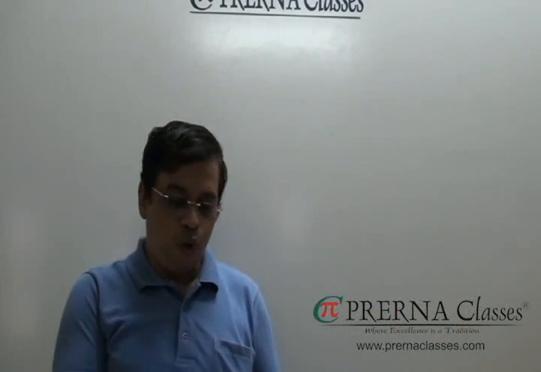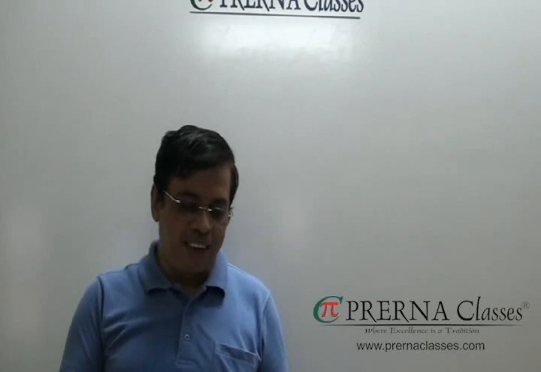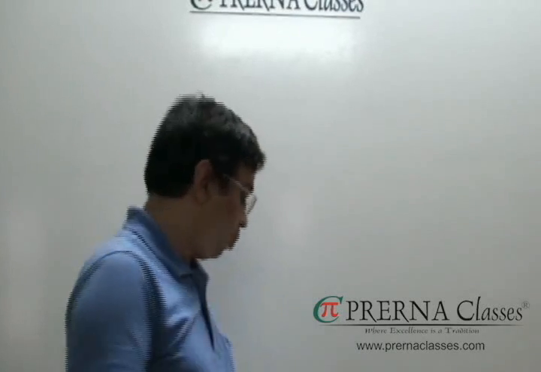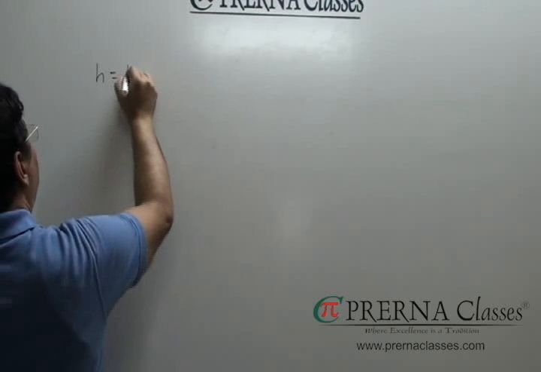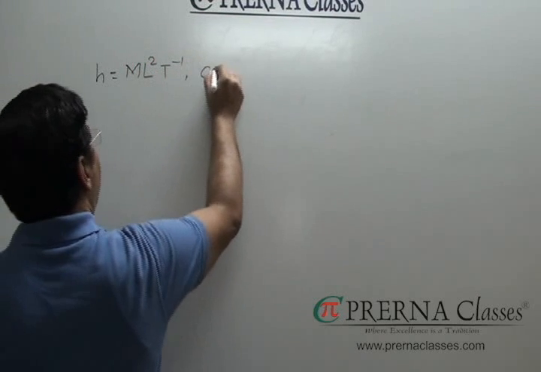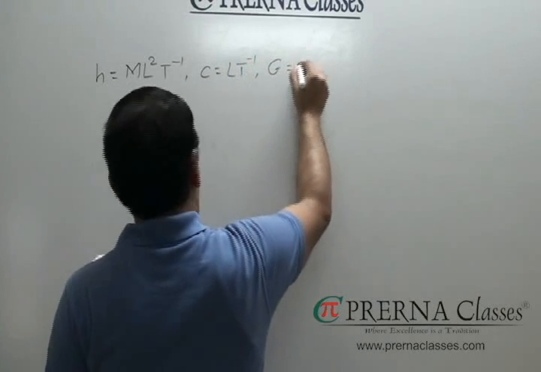The next question was on dimensional analysis, wherein you were required to find out mass and length in terms of Planck's constant, speed of light and gravitational constant. We know that Planck's constant is going to become this, speed of light is dimensionally this, and the gravitational constant is.